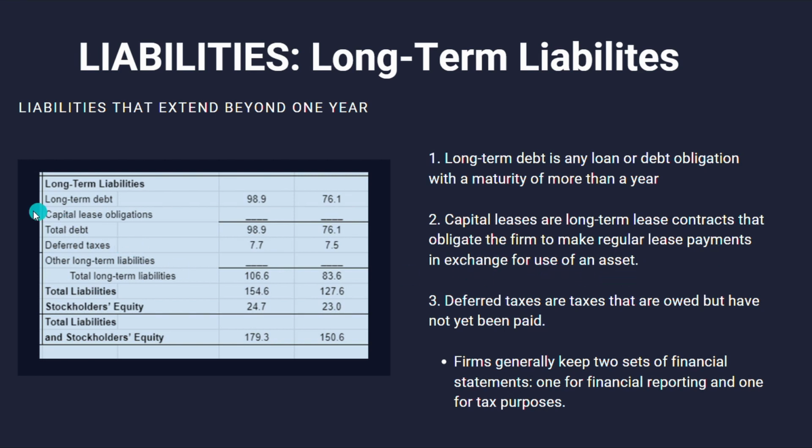They allow a firm to gain use of an asset by leasing it from the asset's owner. For example, a firm may lease a building to serve as its corporate headquarters. Deferred taxes are taxes that are owed but have not yet been paid. Firms generally keep two sets of financial statements, one for financial reporting and one for tax purposes. Occasionally, the rules for the two types of statements differ. Deferred tax liabilities generally arise when the firm's financial income exceeds its income for tax purposes. Because deferred taxes will eventually be paid, they appear as a liability on the balance sheet.